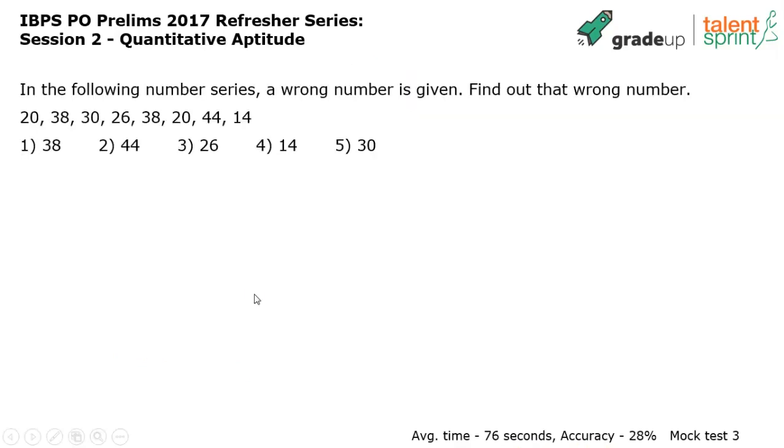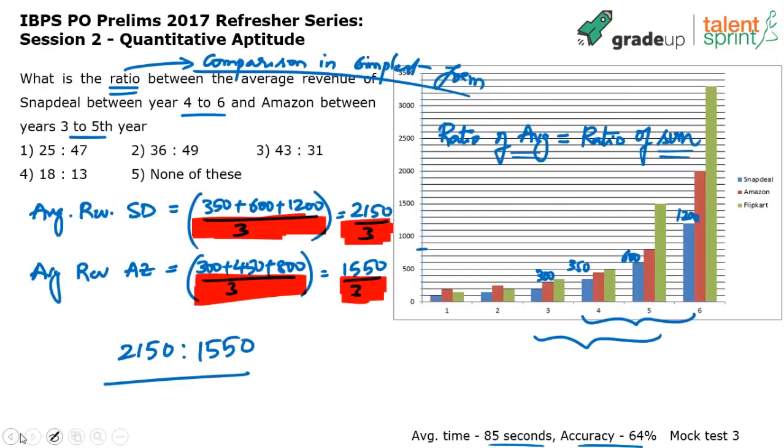Keep this in mind. This is only when the number of years on both sides are equal. 4 to 6, 3 years, right? 3 to 5 also is 3 years. If the denominator is different, then don't neglect it. If the denominator, let's say, in one case is 3 and in the other case is 2, then you have to consider it. But since the denominator is common, avoid it.